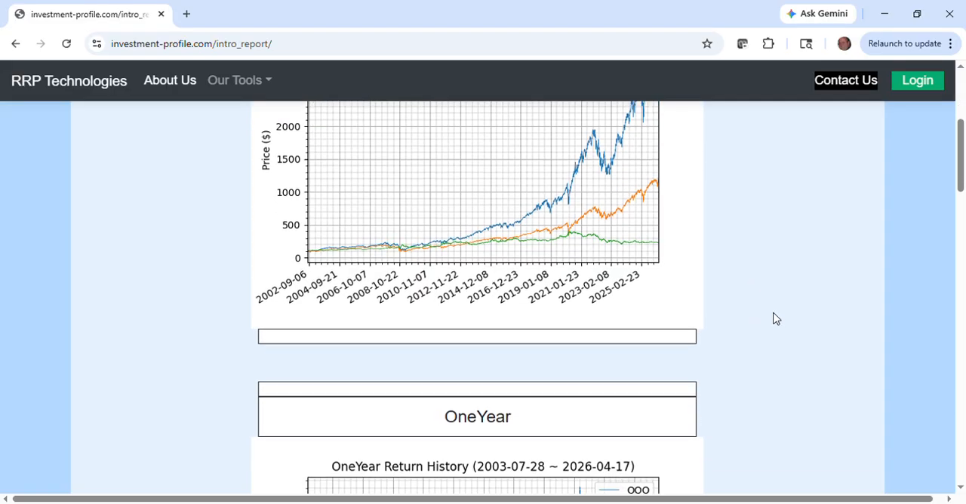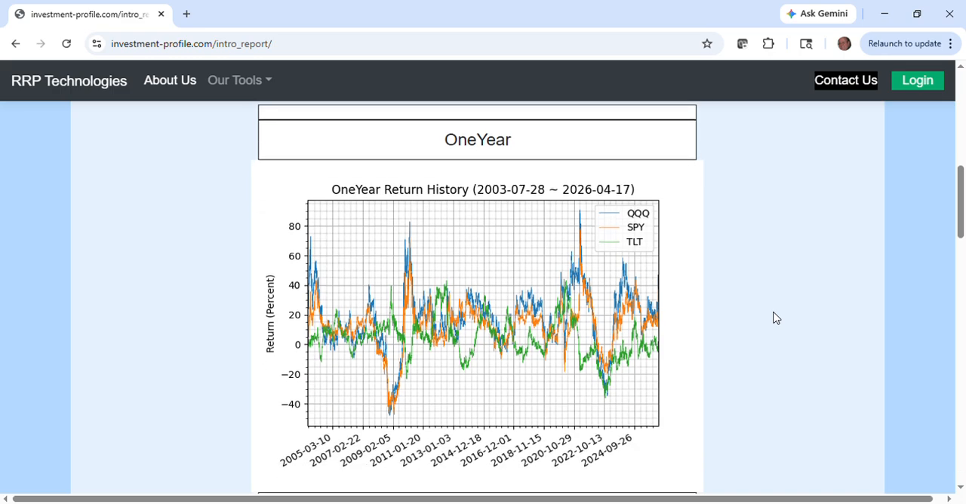Moving on to the next graph, this is a returns graph. So each point here provides the ratio of the price at a given day compared to the price exactly 1 year earlier. So that's how the values here are calculated. And you see it goes from 2003 to 2026. That's the range of data that we have for this graph.